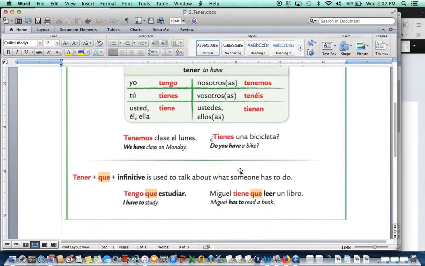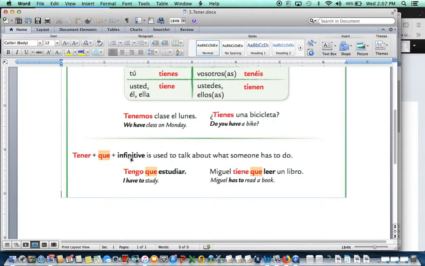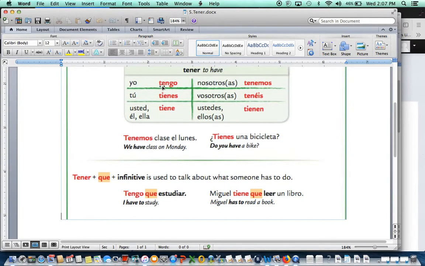Okay, so now you're going to use tener plus que plus infinitive. We already talked about infinitive. Well, remember what's infinitive? Infinitive is when you don't conjugate the verb, you just leave it like that, okay? Always it's going to end with an R, all right? But you have to conjugate this verb right here. Now, when do you use tener plus que plus infinitive? It's used to talk about what someone has to do, or what you have to do. All right, which is pretty much have to.